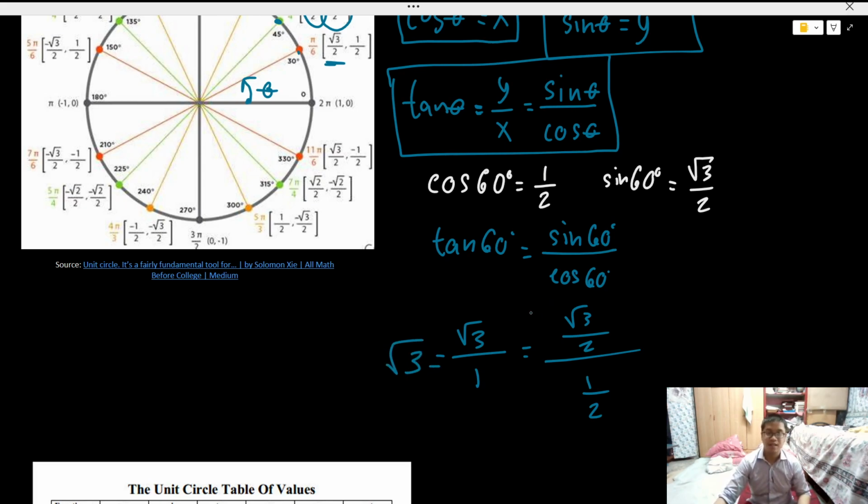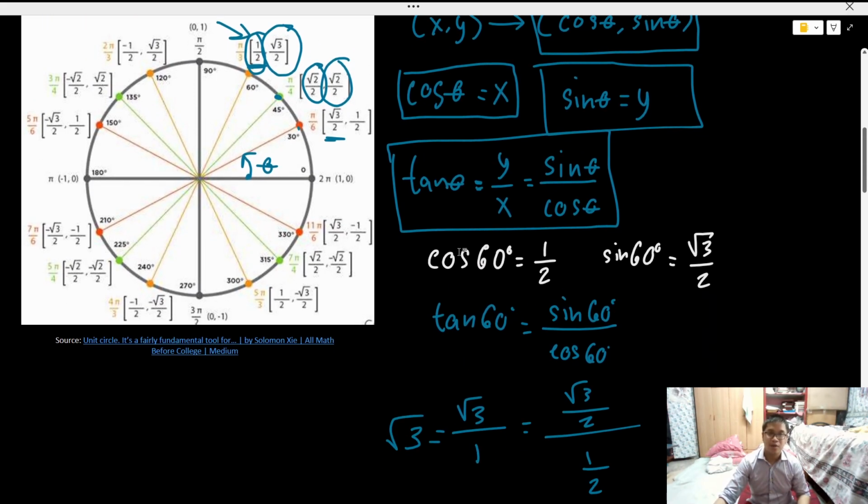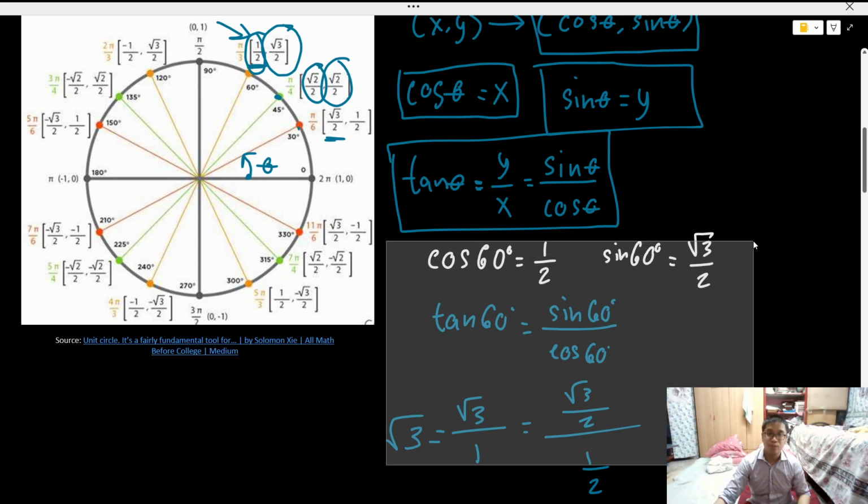So yeah, that's it. It's actually easy, right? Now, you see, there are actually multiple angles here.